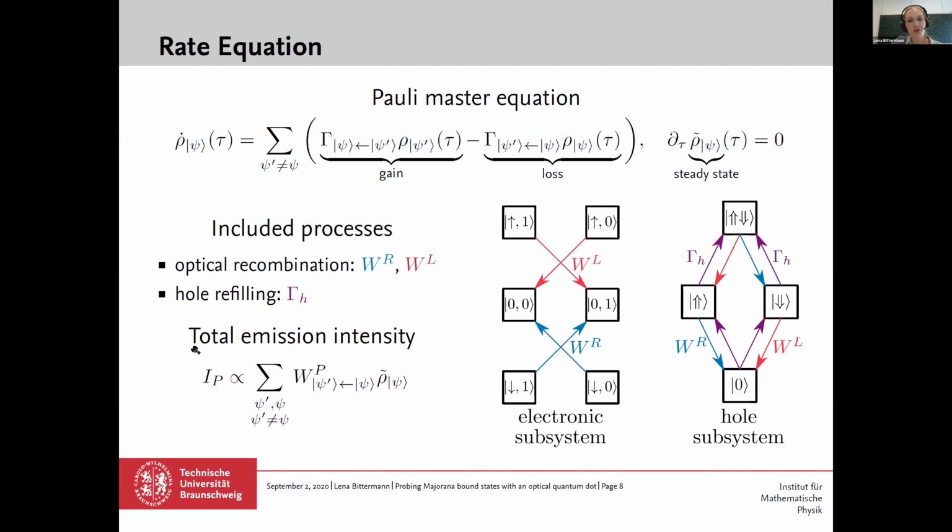So the total emission intensity integrated over all photon energies is then given by the rates which go out of our state psi times the steady state solution of the state psi. And with this, I would like to come to our results.